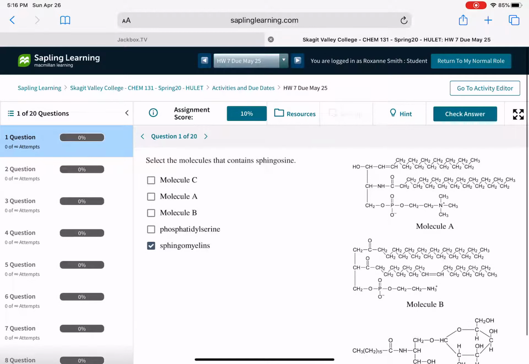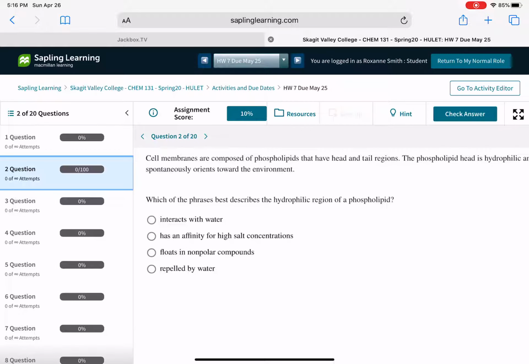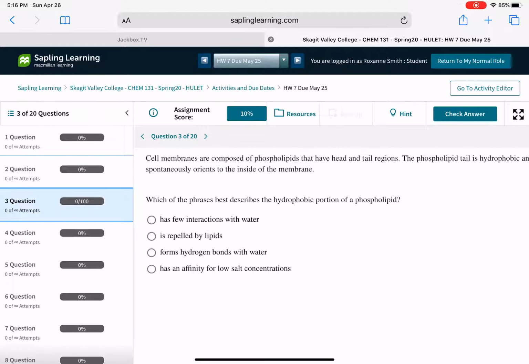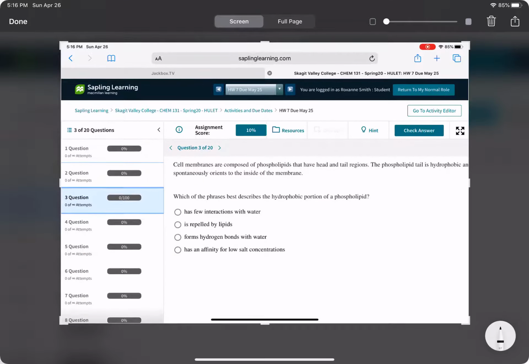And let's take a look at the next problem. Cell membranes are composed of phospholipids. Which of the phrases best describes hydrophilic? So hydrophilic, and the next question is asking about the hydrophobic portion of the phospholipids. Just as a reminder, hydro is referring to water. Phobic, like phobia, means that it is afraid. So hydrophobic is our anti-water portion of the phospholipid.